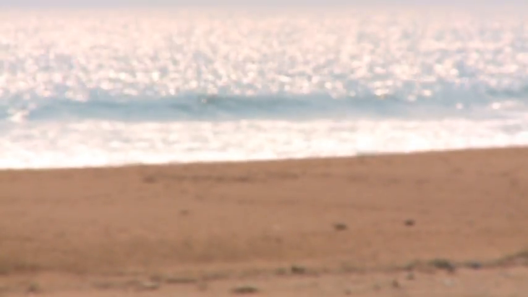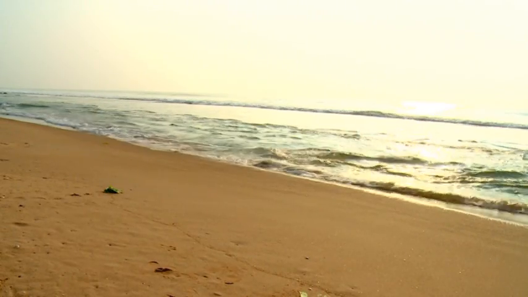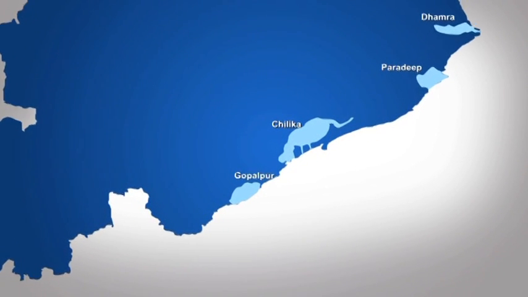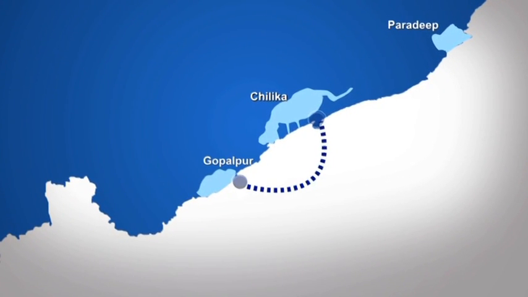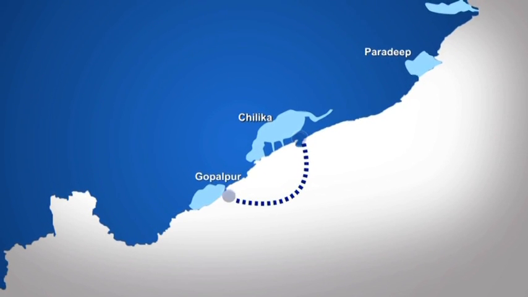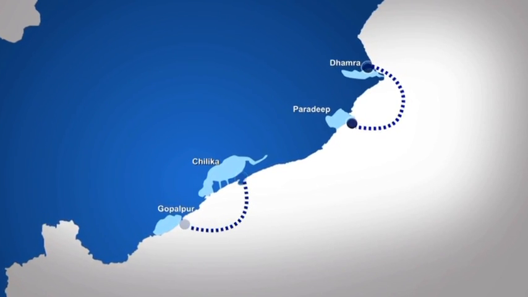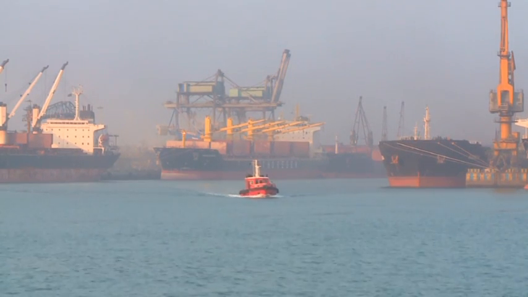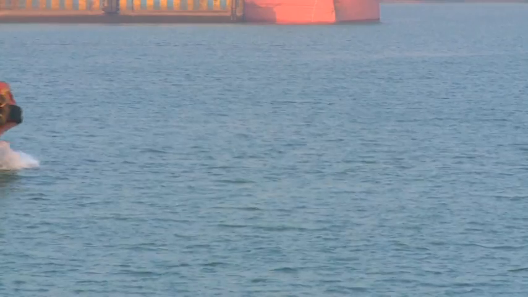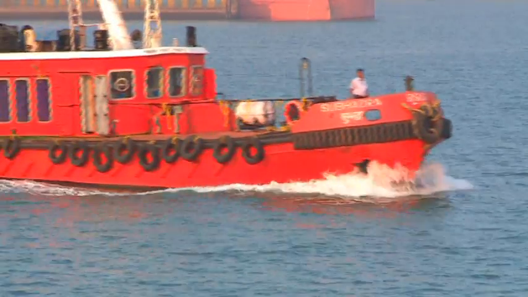The ICZM project in Odisha has been taken up on a pilot basis along 2 stretches of its coastline, from Gopalpur to Chilika, and from Paradeep to Dhamra. Covering a total of 160 kilometers, the project has focused on a number of aspects concerning the coastal zone as the core of the project management.